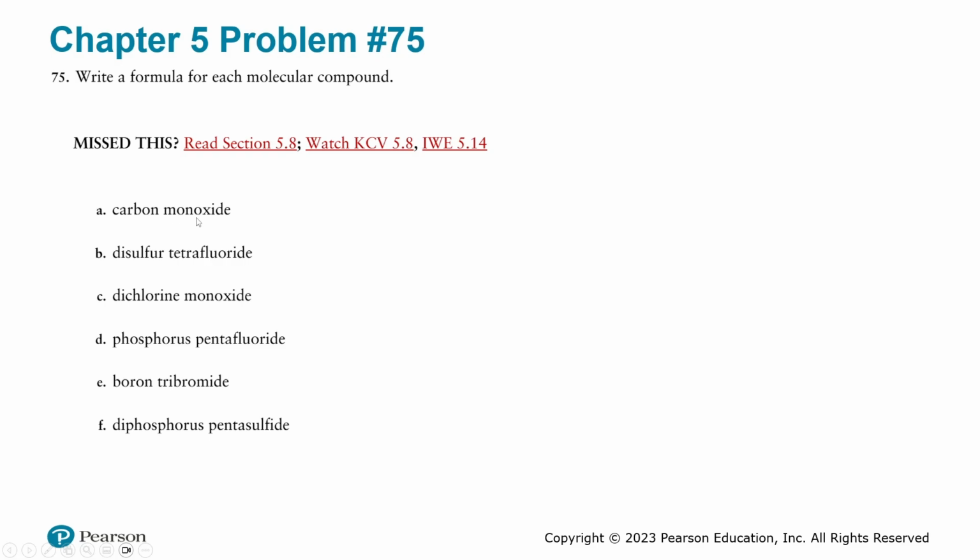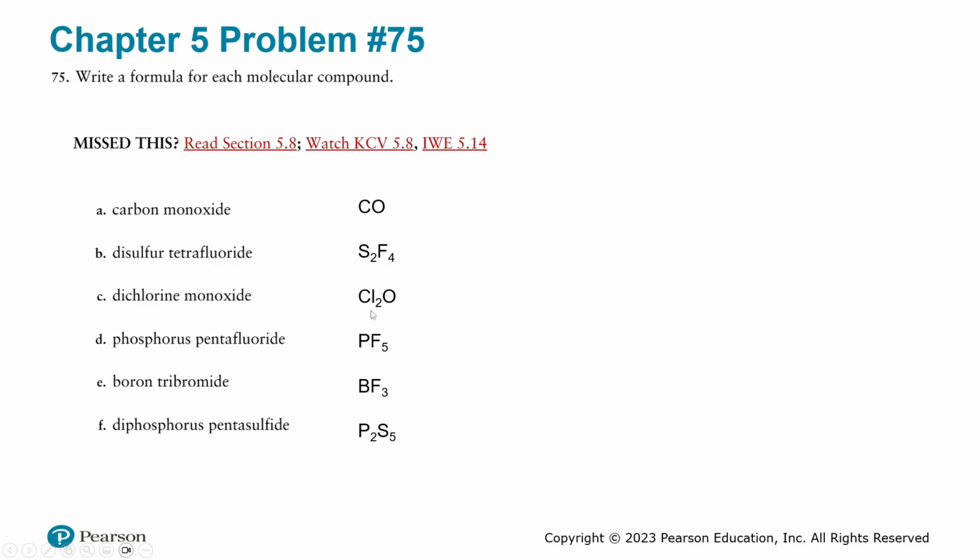Remember, our naming rules are mono is 1, di is 2, tri, tetra, penta, hexa, hepta, octa, nona, deca, so forth and so on. So carbon monoxide is just going to be CO, disulfur tetrafluoride, 2 sulfurs, 4 fluorines. Remember, the second nonmetal gets the IDE suffix. We cut off the last 2 vowels and add IDE.